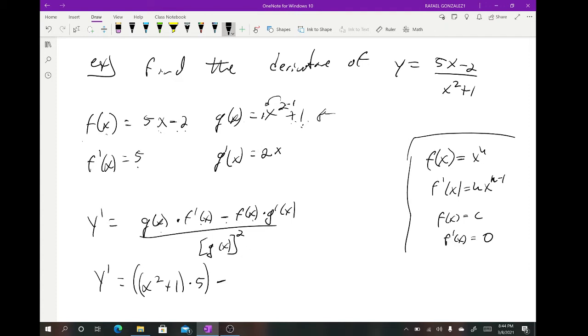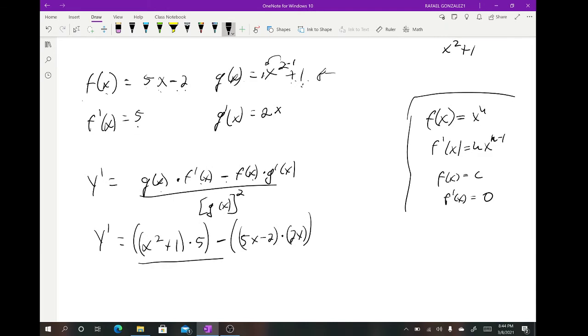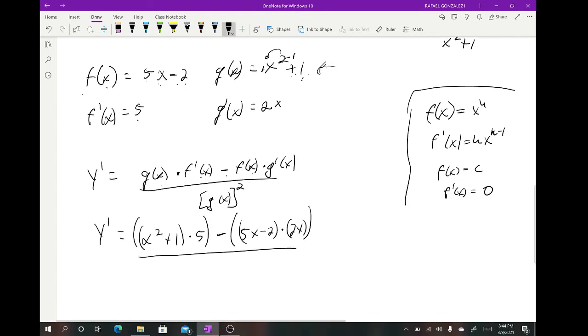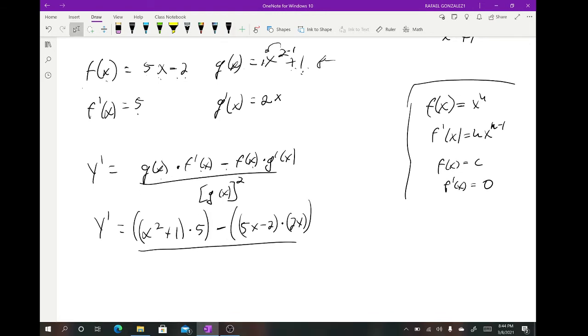In any case, f of x is 5x minus 2, so this is 5x minus 2 times g prime of x, which is just 2x. And again, notice that I'm putting extra parentheses. Divided by the denominator squared, and the denominator was just x squared plus 1. So that's just x squared plus 1 squared.